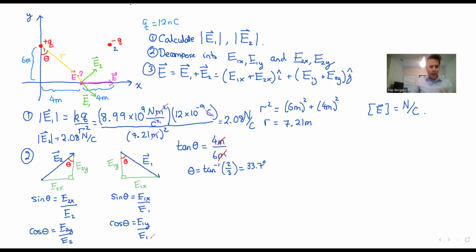And we're not really interested in these ratios of magnitude to components. What we want is to calculate the components themselves. So the way we could do that here is just multiplying the E1 over, or multiplying on the left ones, the E2 over to the other side. So what this gives us is that E1x equals E1 sine theta.